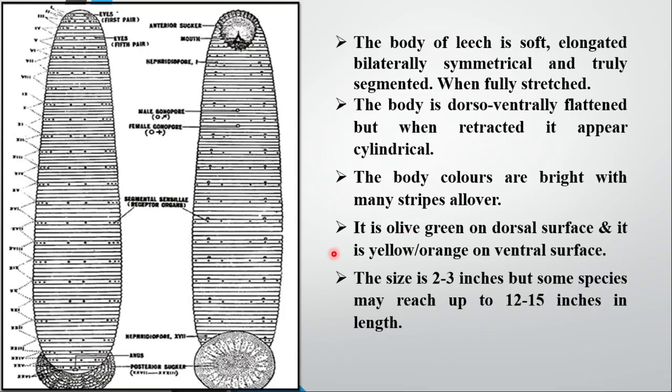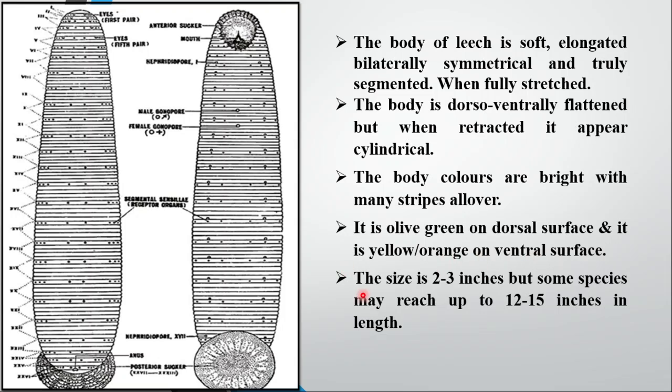the new color formed is the color of olive. So, the color of the leech is also olive green on the dorsal surface and it is yellow or orange on the ventral surface. Both the colors on the dorsal side and ventral side are different in these leeches. On the dorsal side it is olive green and on the ventral side it is yellowish or orange.